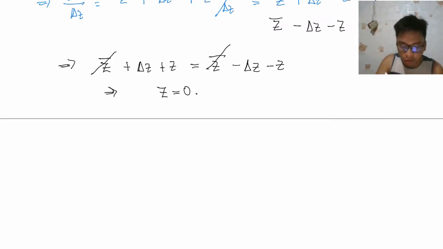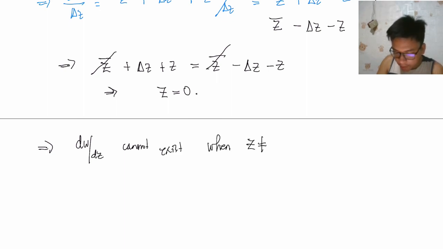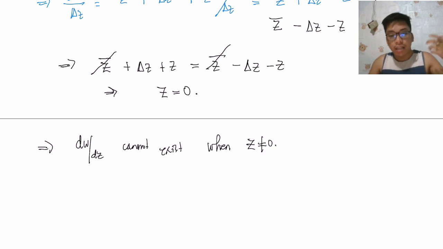So what's the moral of this example? This implies that our derivative cannot exist when z is not 0, meaning it only exists when z is 0. What's the implication of this? For the previous example, we solved for the derivative and were able to take a derivative at different values of z. However, in this last example, the derivative only exists when z is 0. The implication of this, we will find out in the next video.